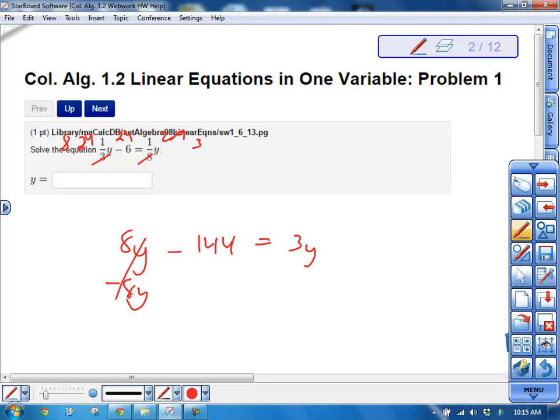Now I can subtract 8y from both sides. Negative 144 equals negative 5y. Divide both sides by negative 5, and it's 144 over 5 for y.